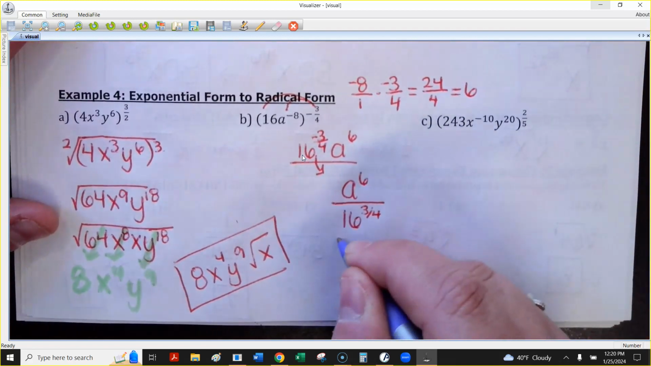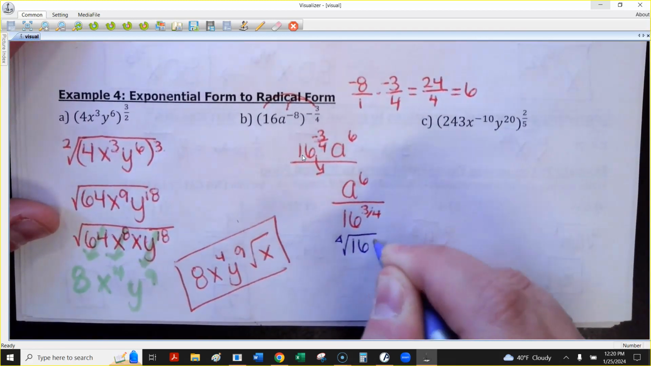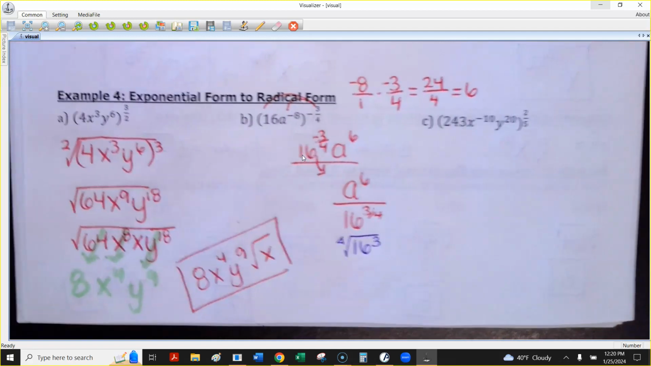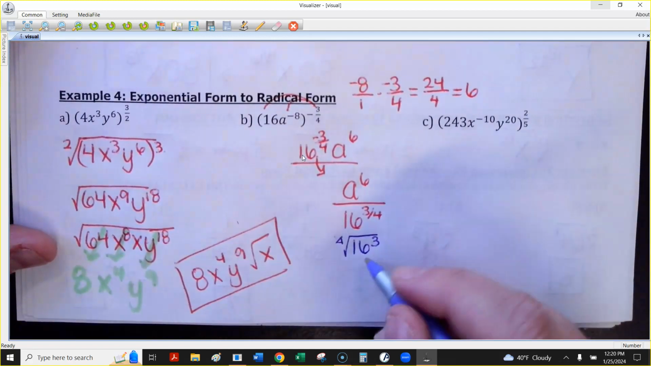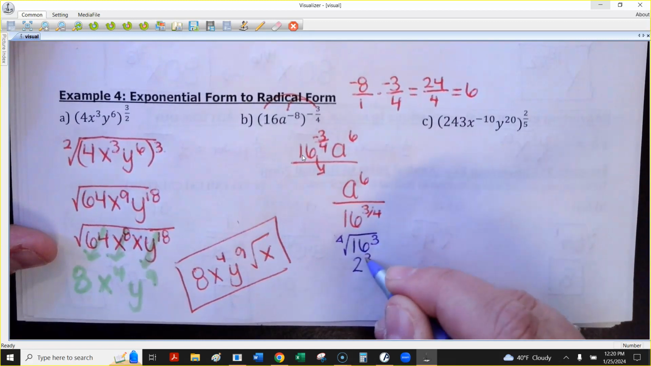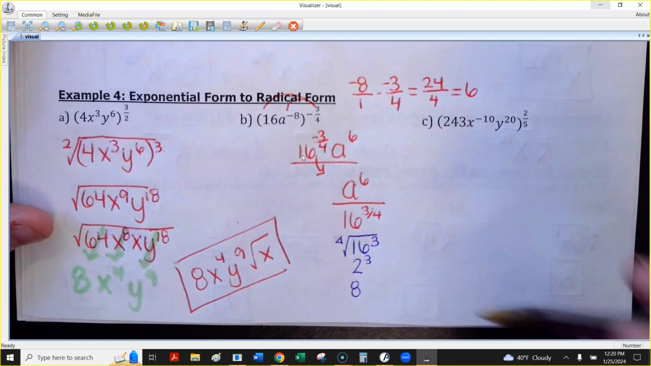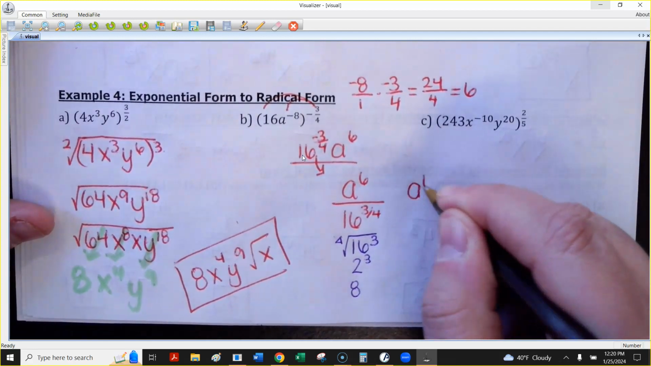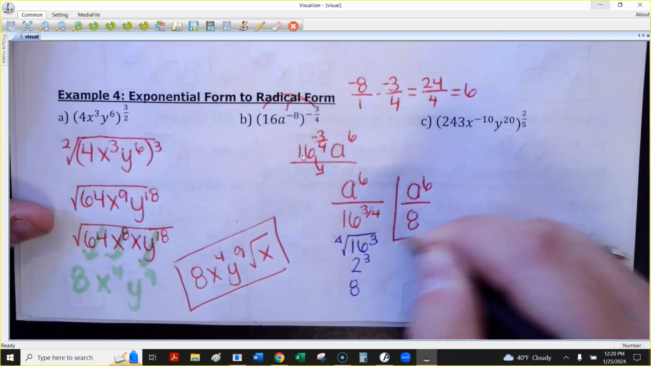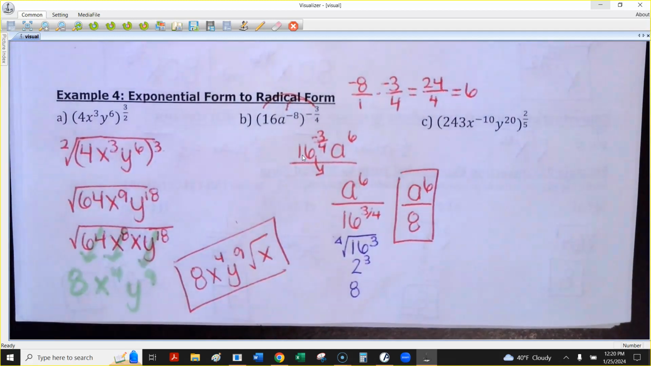That would be the 4th root of 16 to the 3rd, which I feel like we've done today. So 4th root of 16 is 2, and then to the 3rd power would be 8. I feel like that's on every question. We had an 8 today. So this would be a to the 6th over 8. Just totally simplified there. And there's no radical form because all the radicals end up canceling out in that particular case. And then I have one more.